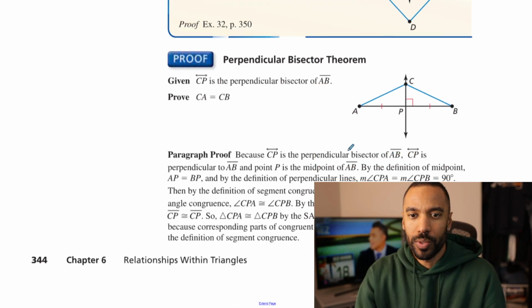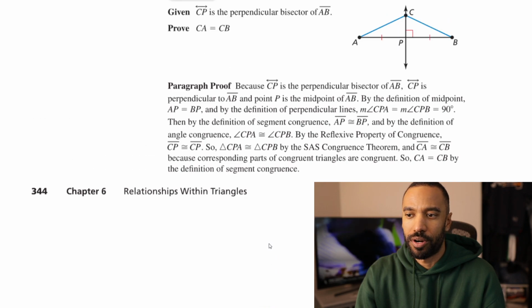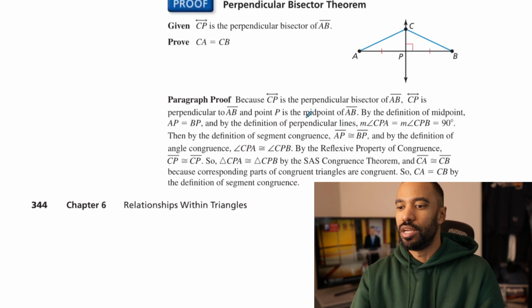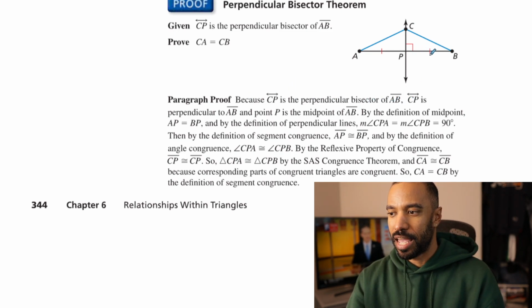All right, this is page 344. So here is that proof that they're referring to. They have a paragraph proof version of it. I wonder if they have a 2-column proof. I'll try and walk through the paragraph proof with you guys and see what they say. Because CP is the perpendicular bisector of segment AB, this is going to be a triangle proof, just so you know.